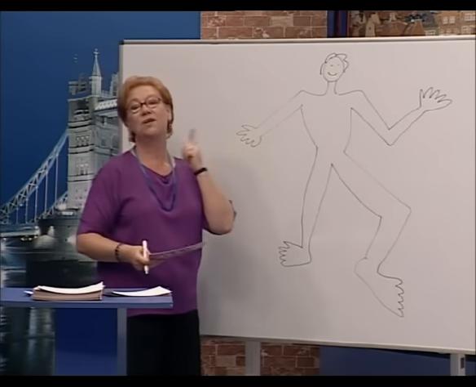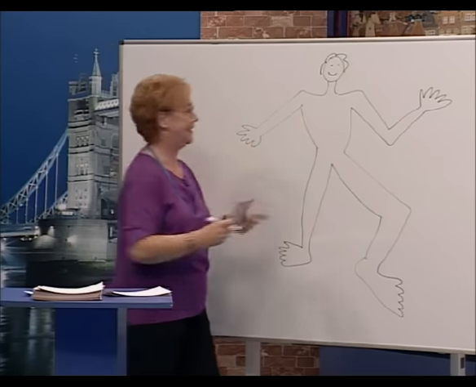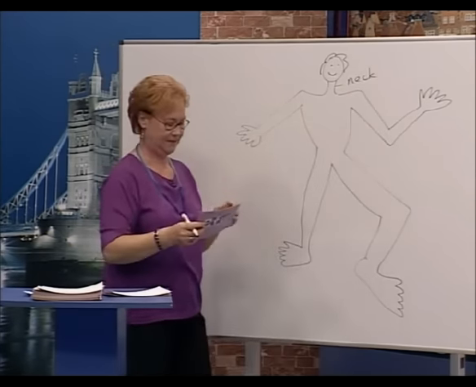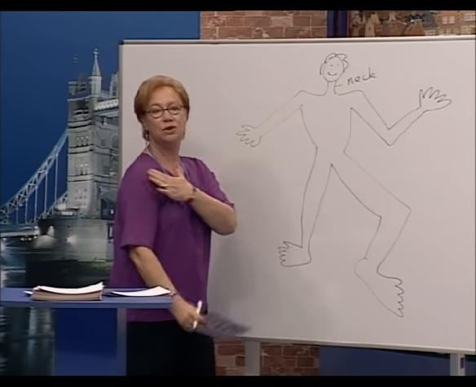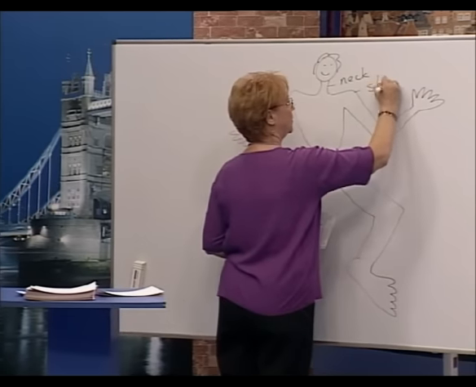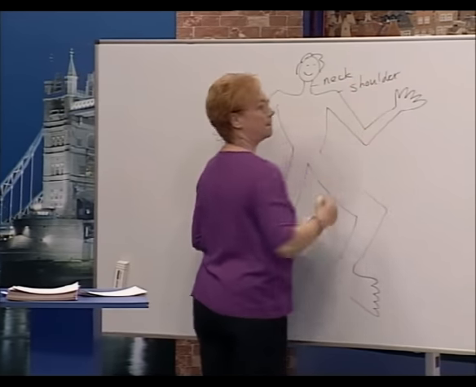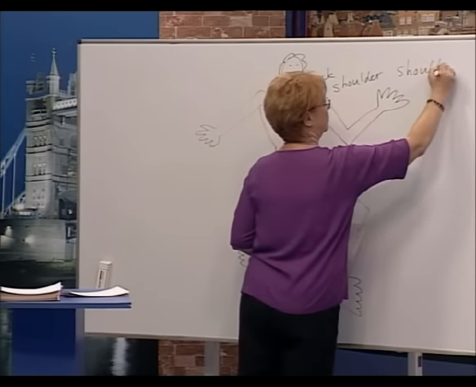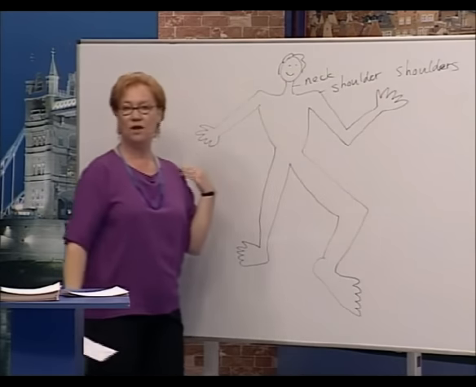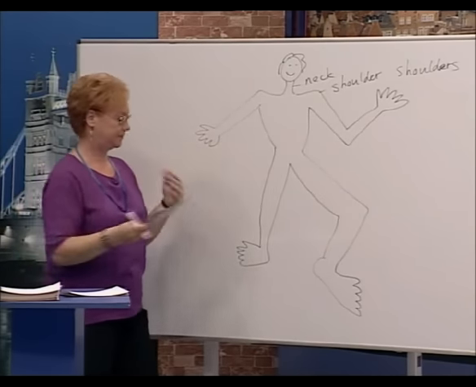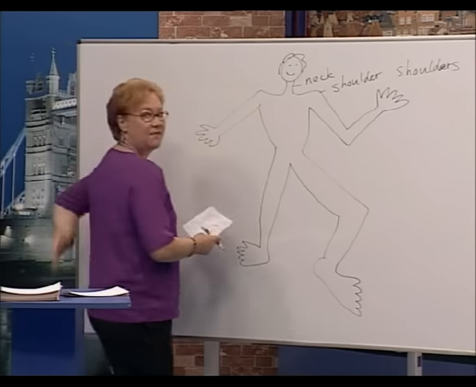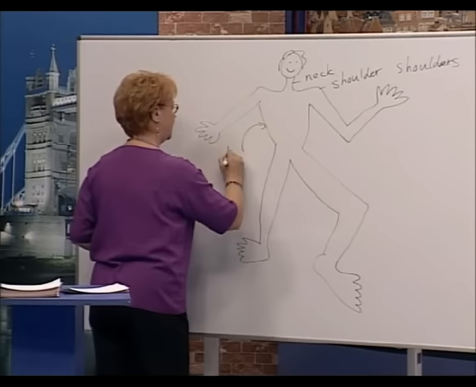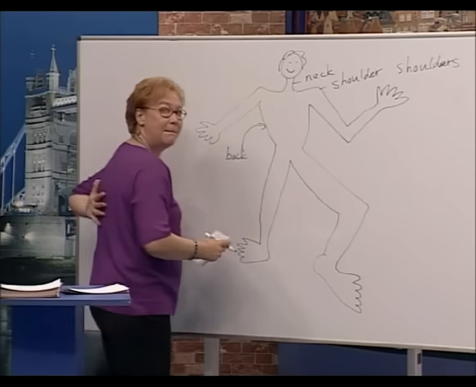Now, here we go. This is the neck. Neck. Right? Here's the neck. Next we have the shoulder. We have two shoulders. Okay? One shoulder, two shoulders. After that, we have the back. This is the back. Now you can't see it, so we'll do it like this. Back.